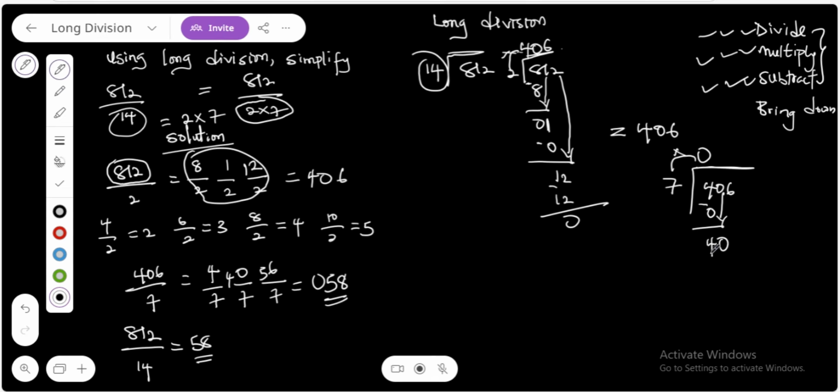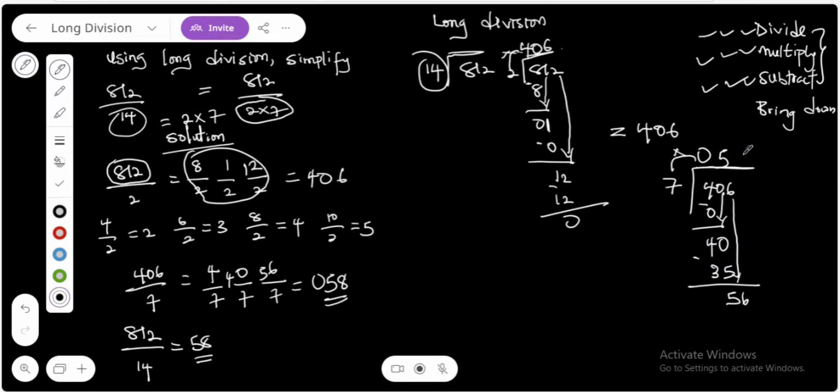Division first. How many 7 can we find in 40? That is 40 divided by 7. That is 5. Having divided, you multiply. 5 times this same divisor 7 gives us 35. After multiplication, you subtract. So that 40 minus 35 gives us 5. Now, having done these 3 steps, you bring down the next digit, which is 6. And then carry out these steps again on 56.